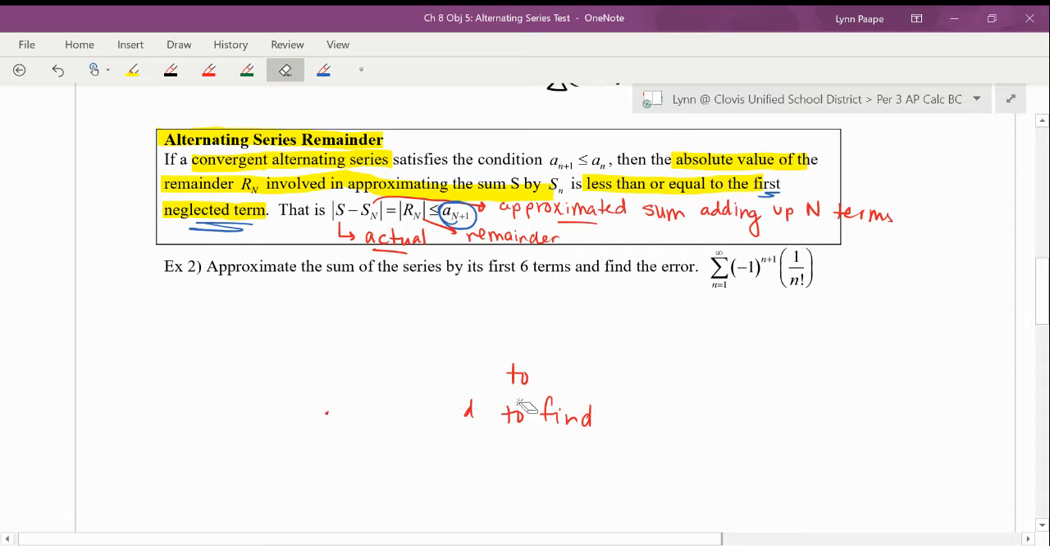So hopefully that makes sense. All right, so let's go ahead and take a look at this problem here. This one right here wants me to approximate the sum of the series by its first 6 terms and then find the error. So the first thing I'm going to do is just write out those first 6 terms. That's going to be my first step.